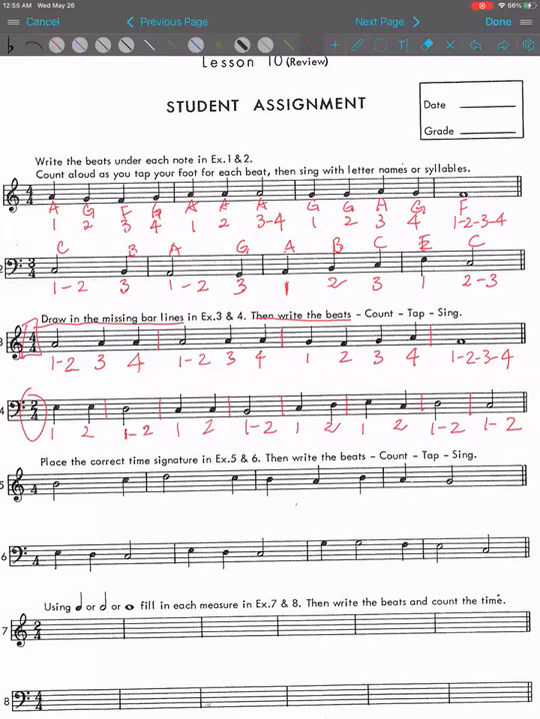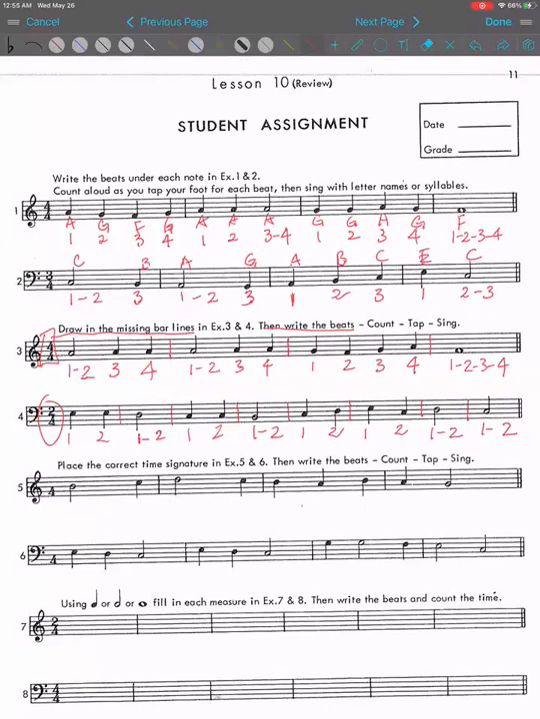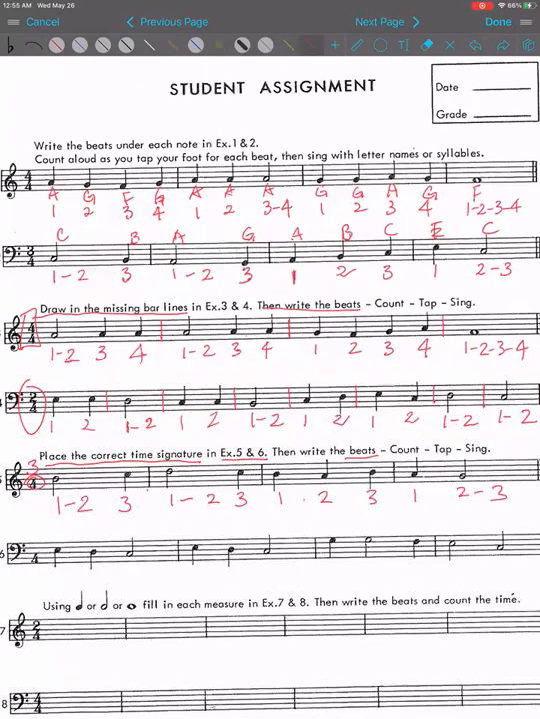Number 5. Place the correct time signature in examples 5 and 6 in the write the beat count tab. So here you have 4 on the bottom, so quarter note is still 1 beat. So we count 1, 2, 3. Oh, there's a bar line, so it must be 3 on the top. Again, 1, 2, 3. Single note, so no dash. 1, second beat, dash, third beat.